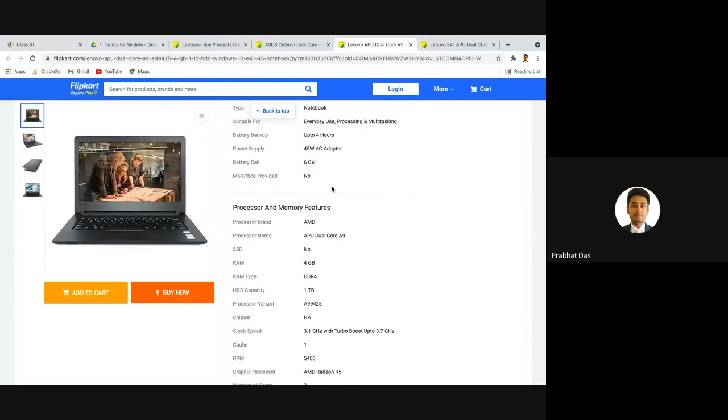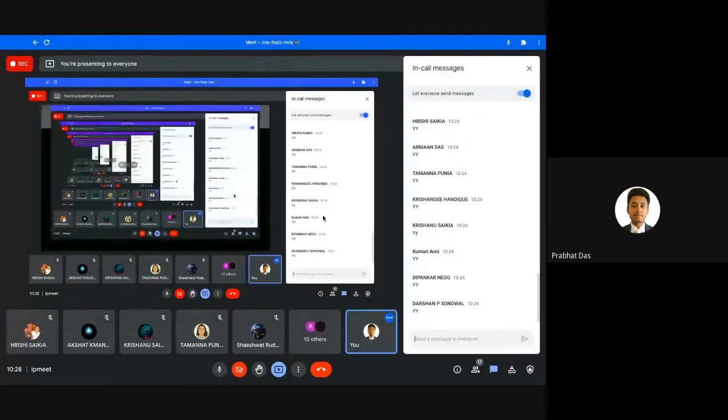After a threshold value, the processor clock speed won't increase, because that will again push the laptop into power saving mode. I hope I'm able to answer your query, Shashwat. Yes, sir.